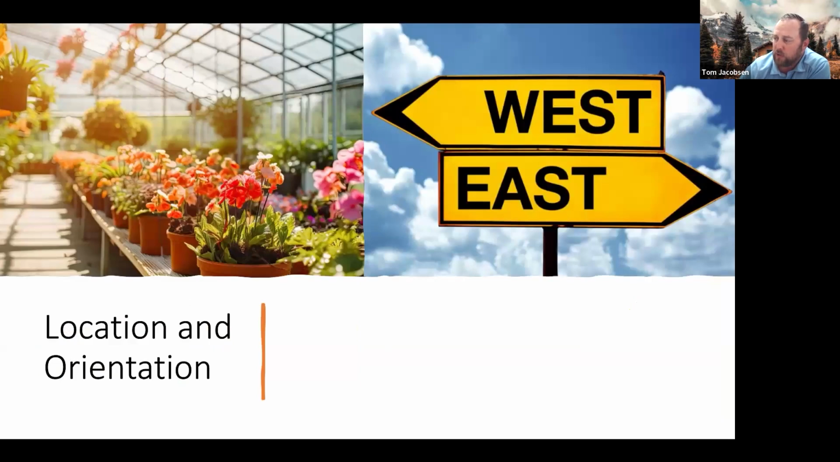Location and orientation of your greenhouse. So your greenhouse needs to get as much south facing sun as you can get. And so because of that, we want to orient them west to east or east to west, whichever way you prefer. So the long side of our greenhouse is going to be facing south. You'll get good sunlight in the morning from the east, good sunlight in the evening from the west, but most of the day you're going to be getting good sunlight from the south.